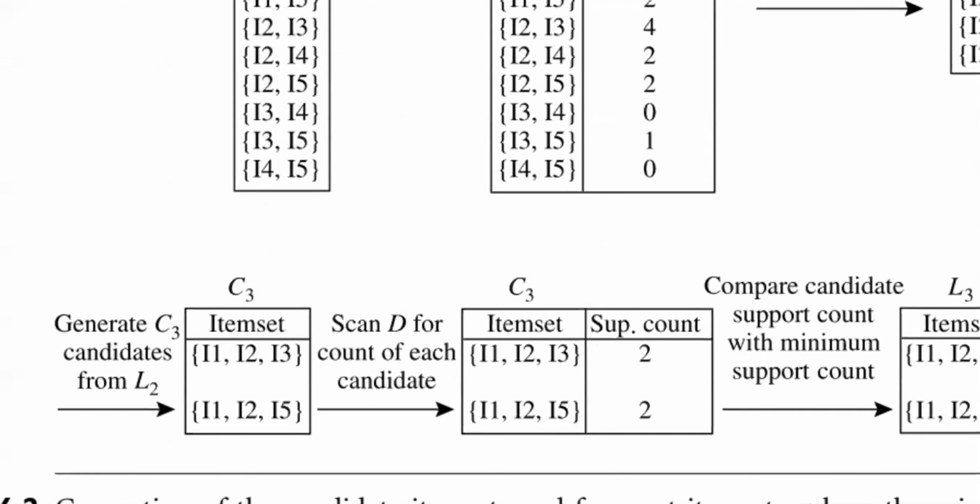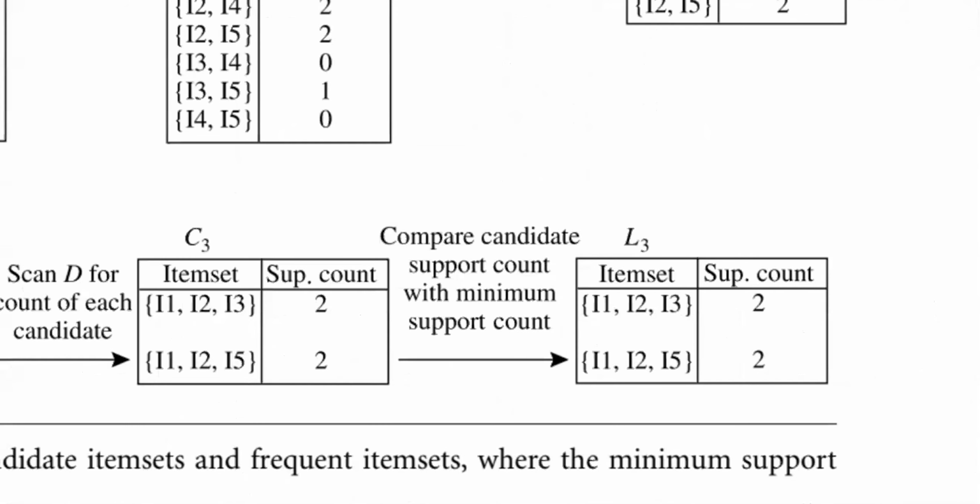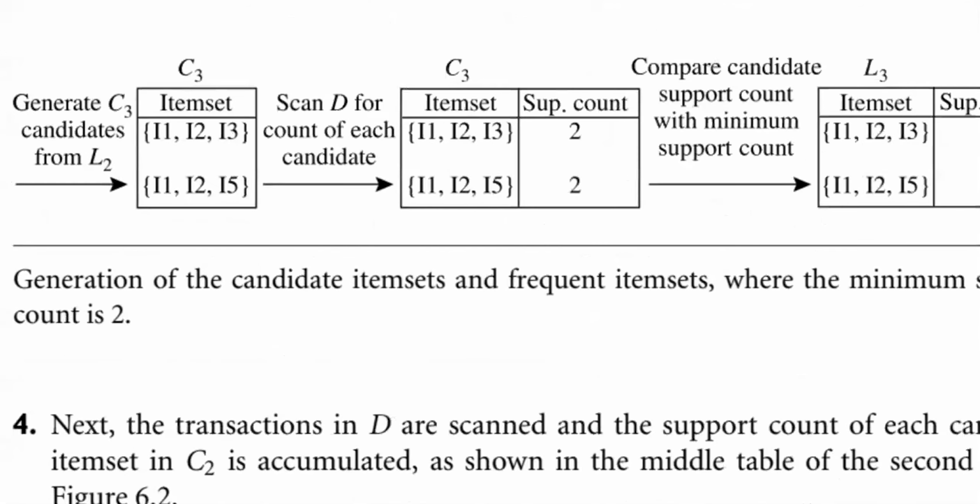I1, I2, I3 purchased by the two people. I1, I2, I5 is purchased by the two people. Only this you have to consider. And finally, you can get that the supplementary count is two: I1, I2, I3 or I1, I2 and I5. That is, the minimum supplementary count is two.